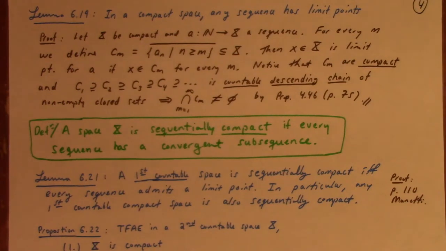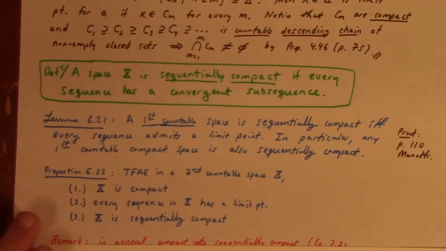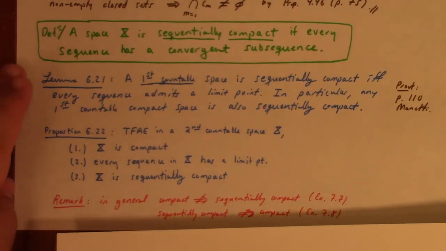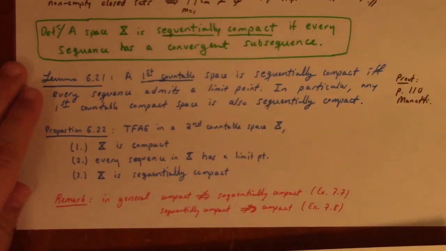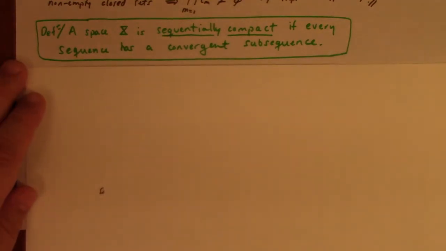But yeah, in a compact space, any sequence has limit points, which isn't to say that any sequence converges, right? Just that it has limit points. I think every sequence which converges has a limit point, right? However, not every sequence with limit points converges. You also have sequences which don't have limit points or converge, right? They just kind of wander off and never really settle in one place.